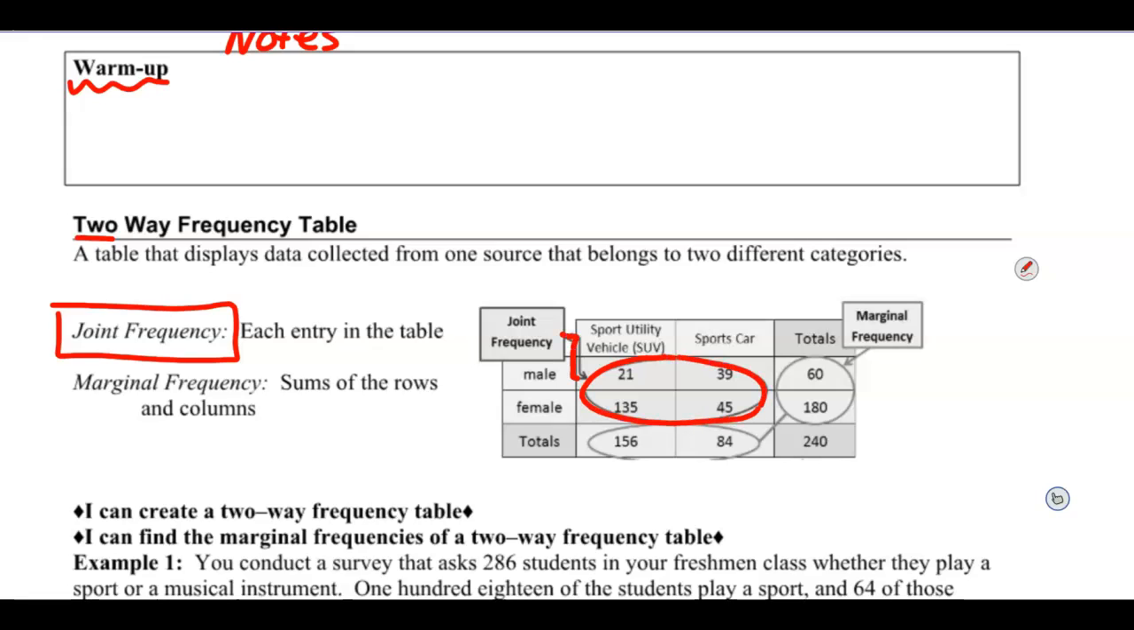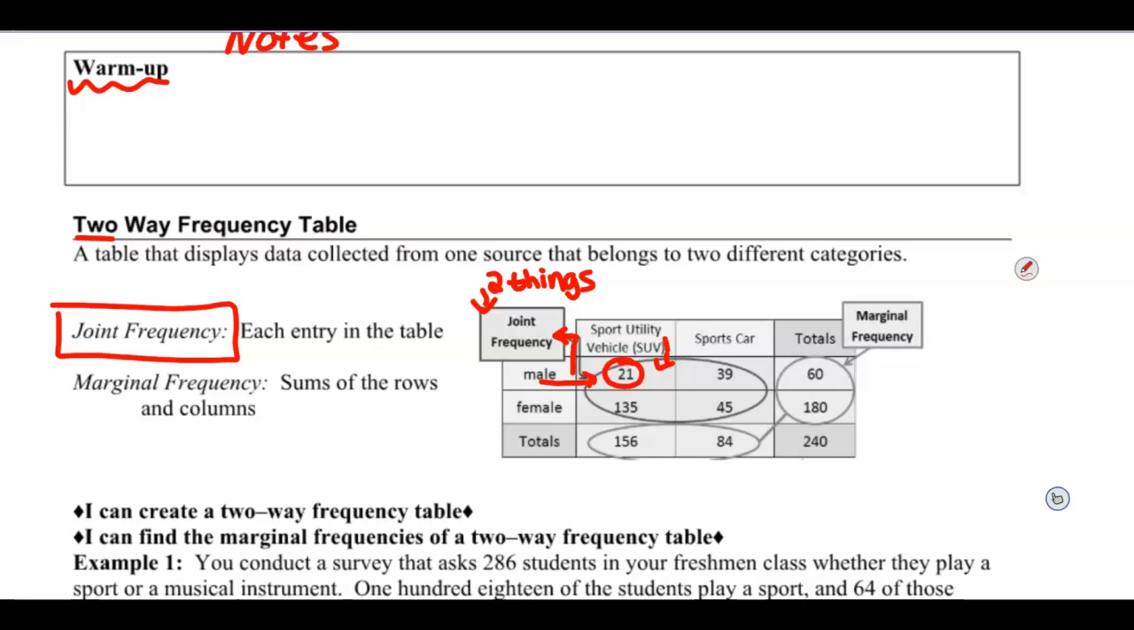And the joint frequencies, joining, what that means is these are actually the numbers that talk about two things at once. So I want you to write that there. These numbers in the middle will always talk about two things. So if I go back and I look here, this number 21, this joint frequency, actually talks about males that like SUVs. That's why it's called a joint frequency.